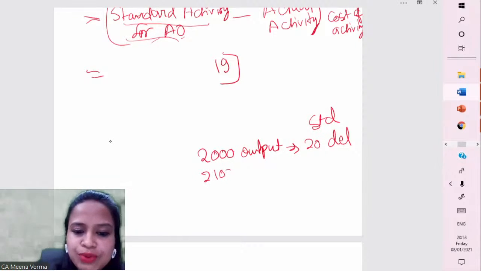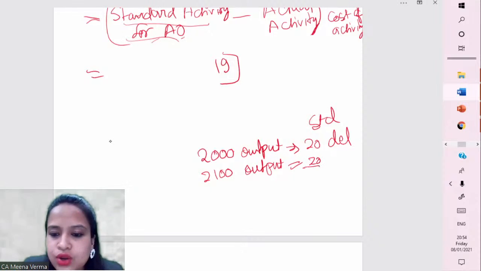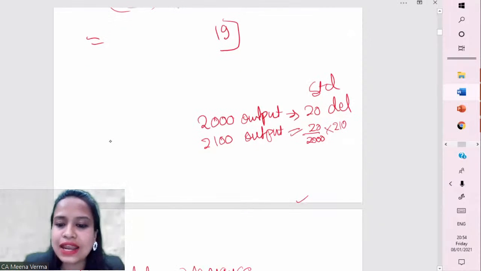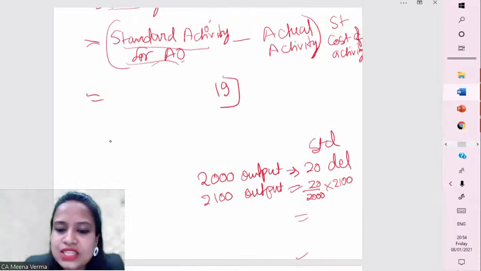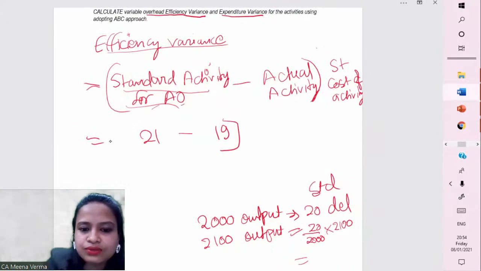But what if we produce 2100 output? This is my actual output. If I produce 2100 output, then what will the standard number of deliveries be? 20 divided by 2000 into 2100. This way I'll get standard delivery for actual output. I hope it is clear. This way I'll get standard delivery for actual output, which is 21.